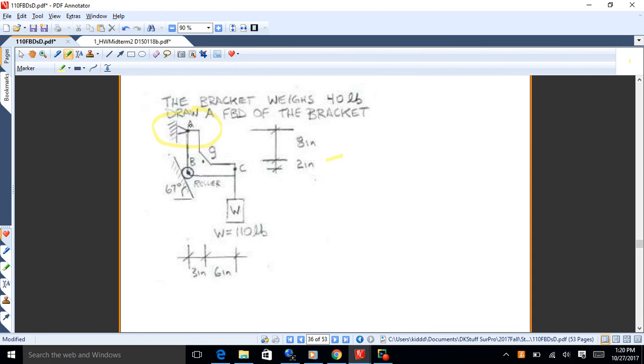Okay, so there's a pin joint. I see a pin joint. What a pin joint does is it creates two reactions that are normal to each other. So I'd call those RAY, RAX.